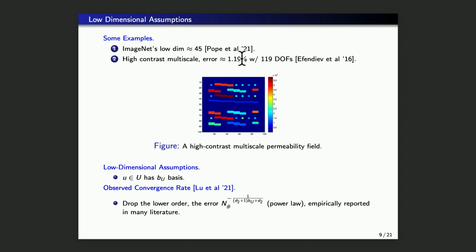Based on those examples, we now want to add one more assumption, a low-dimensional assumption. We assume the input function can be represented using a finite set of bases, and the dimension is equal to d_U. Given this assumption, we can rewrite the proof, and it turns out we have the error, which behaves in this way. Here N sharp is the total number of parameters, and this is just a standard power scaling law.